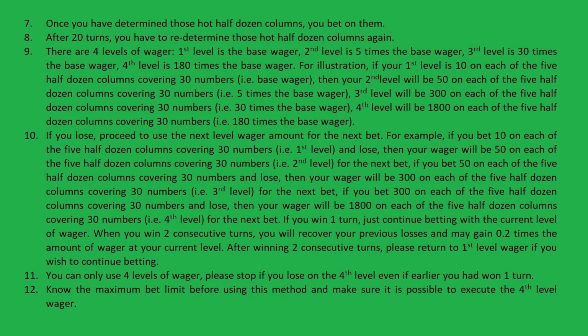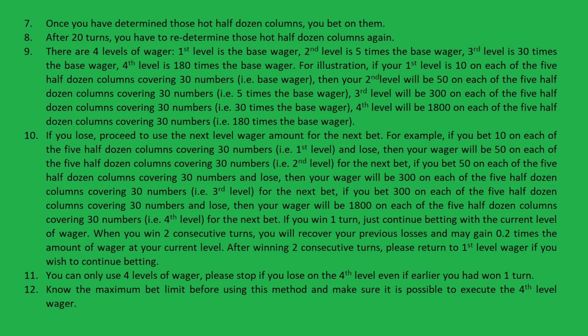For example, if you bet 10 on each of the 5 half dozen columns covering 30 numbers, i.e. first level, and lose, then your wager will be 50 on each of the 5 half dozen columns covering 30 numbers, i.e. second level. For the next bet, if you bet 50 on each of the 5 half dozen columns covering 30 numbers and lose, then your wager will be 300 on each of the 5 half dozen columns covering 30 numbers, i.e. third level. For the next bet, if you bet 300 on each of the 5 half dozen columns covering 30 numbers and lose, then your wager will be 1,800 on each of the 5 half dozen columns covering 30 numbers, i.e. fourth level, for the next bet.